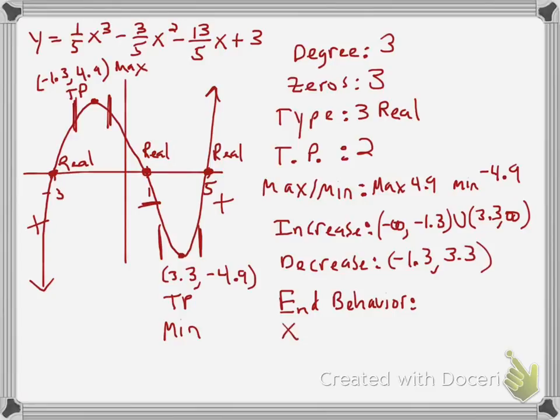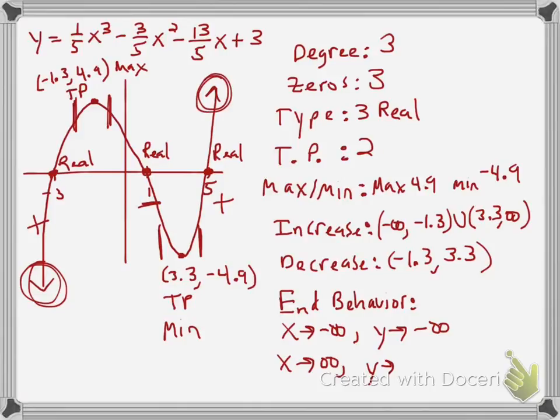The last thing is at my extremes, as x is going to negative infinity and x is going to positive infinity. I want to know what my y values are doing. So if you could see, this is my negative infinity side. It's going down, so my y values are going to go to negative infinity, while on the other extreme, it's going up, so my y values go to positive infinity. All right, so those are 2 polynomials.